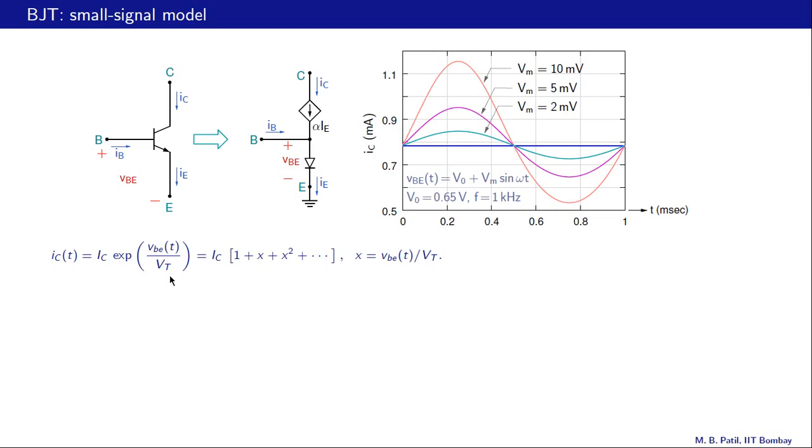with that condition we can expand this e raised to x as 1 plus x plus x squared and so on, where x is VBE of t divided by Vt. Now in this case the argument x here is 2 by 25, or let's say 1 by 10 roughly. So x is 1 by 10, x squared is 1 by 100. So we see that x squared is much smaller than x, and therefore this x squared and these other terms can be ignored without making too much difference to the accuracy.